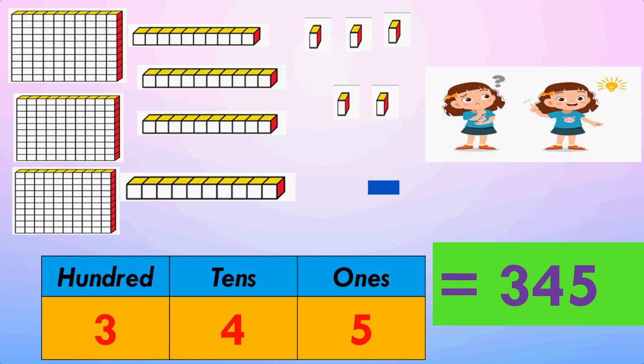345. In 345, how many hundreds are there? 3 hundreds. How many tens are there? 4 tens, 40. And how many ones are there? It's very simple, we have 5 ones. So 345. With the help of the blocks, children, we can represent the numbers, and the first example is 345. Super. Can we move to the next example?